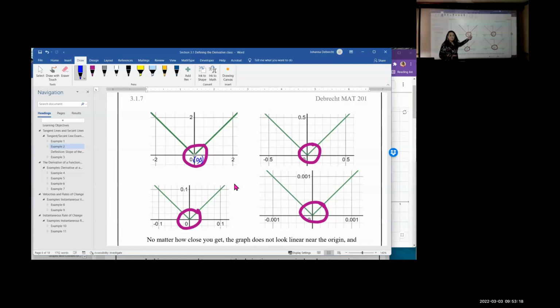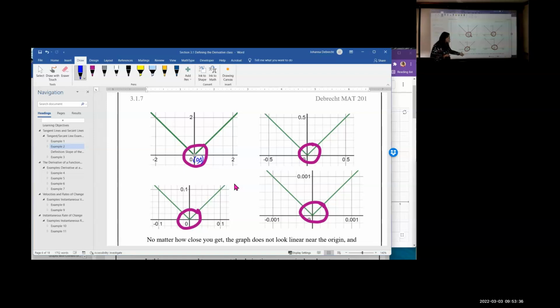So there's no tangent line because it's a corner. How are you going to balance a tangent line on a corner? You can't, right? There's no unique tangent line. And over here, we zoom in. You can see it goes from -0.5 to 0.5. It's still pointed. There's no way to get a tangent line on that point.